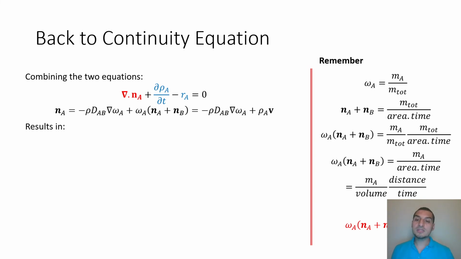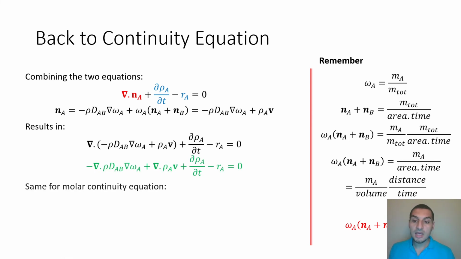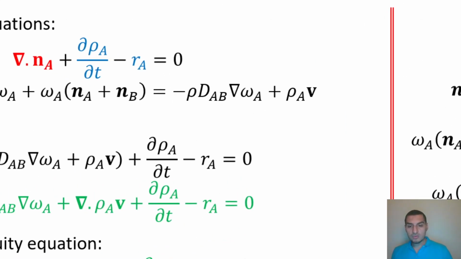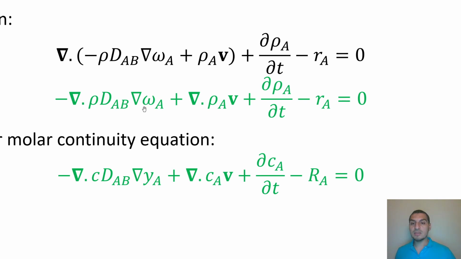If I substitute this form of the equation in the continuity equation, then I will end up with this. I can expand this bracket by applying the del on this term and the del on the second term. So this is how the equation will look in the mass units, and for the molar units, it's going to be like this. I would like to take a few seconds to talk about this. This is now the continuity equation in terms of the mass concentrations and the mass fractions.